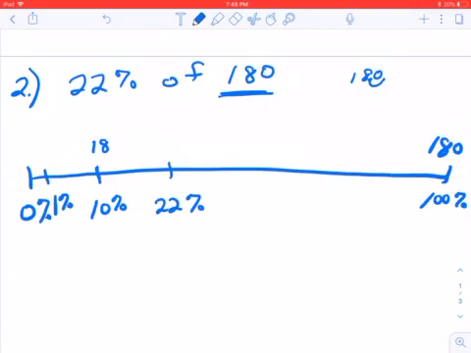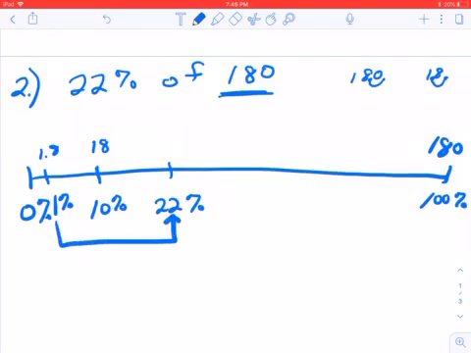So if 10% is 18, and I want to find 1%, then I need to take 18 and divide it by 10. Okay, I'm going to go back over here in the corner. So if I have 18, the decimal comes after, it's a whole number. And if I want to divide it by 10, I'm moving that decimal one place to the left. So 1% is 1.8.